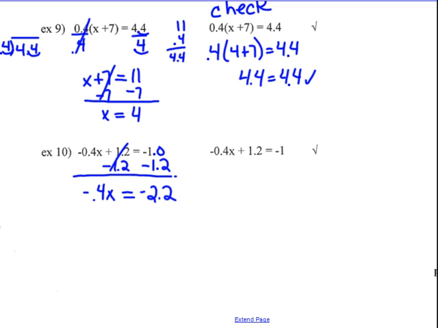Negative 2 and 2/10. The opposite of multiplying by negative 4/10 is to divide by negative 4/10. 2 and 2/10 divided by negative 4/10. 2 and 2/10 divided by 4/10. Yes, they both have negatives. So I know my answer is going to be positive, which we don't have to show that.